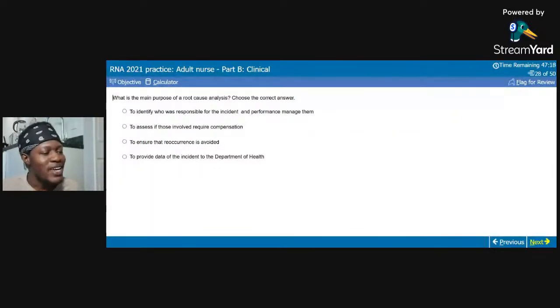What is the main purpose of a root cause analysis? Choose the correct answer.